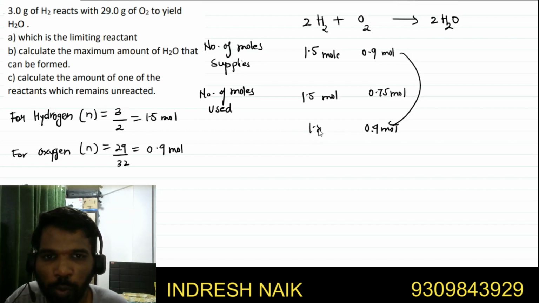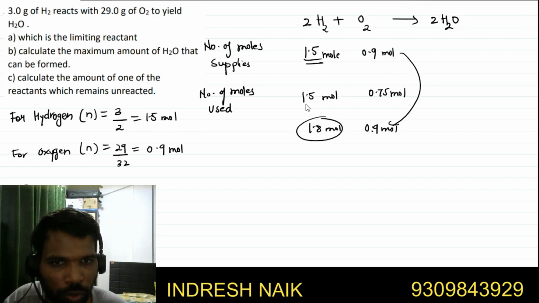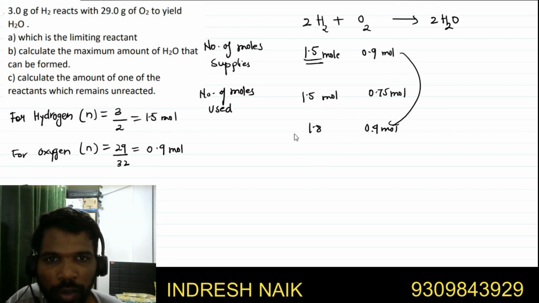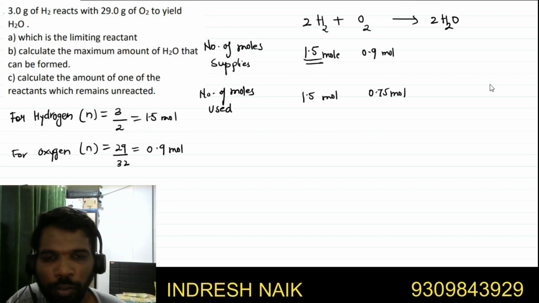But 1.8 mole is not supplied. What is supplied is just 1.5. How will you use 1.8 mole? So you cannot decide based on this. You will be deciding based on the hydrogen. Okay, this is a kind of small trial and error. You have to do this over here.